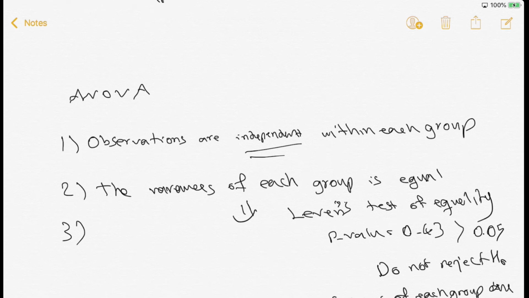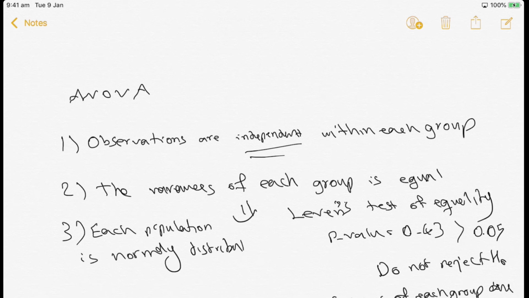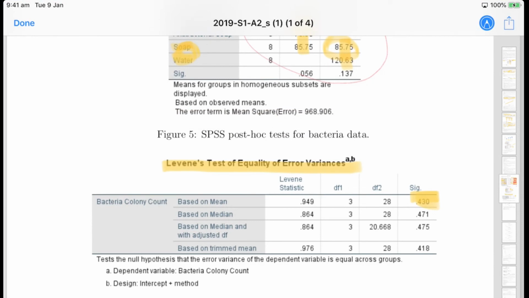The third assumption, what we want to test is that each population is normally distributed. In order to test this assumption, you need to plot. You need the QQ plot. Once you generate this QQ plot with SPSS, you will get this one first.